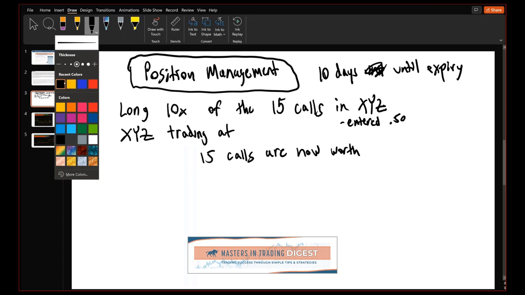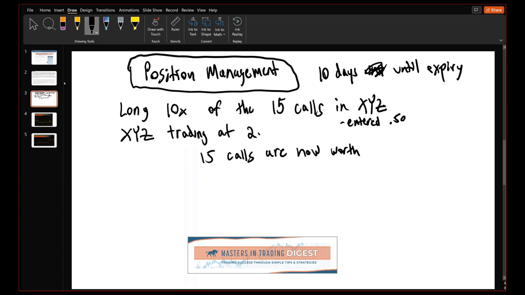XYZ is trading at 20. 10 days until expiration. There's nothing weird. There's no earnings. There's no nuclear explosion set to happen in the next 10 days. For long 10 of the 15 calls in XYZ, we entered for 50 cents, right? $500. The 15 calls are now worth what? What are the 15 calls worth?